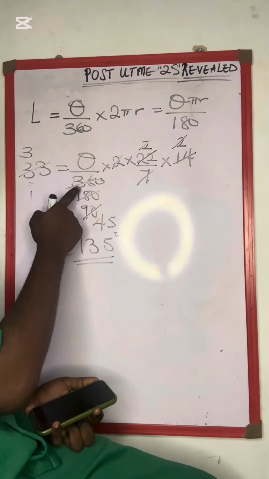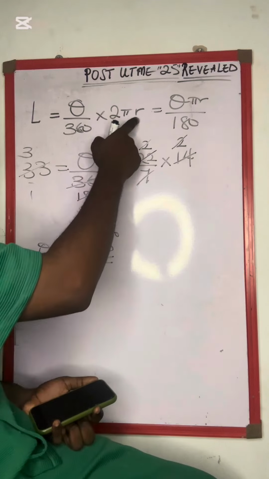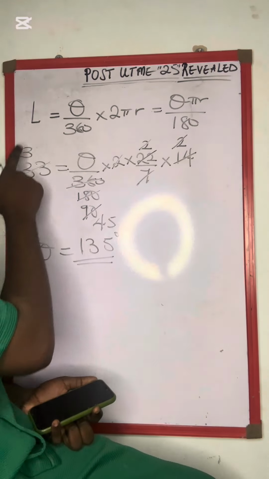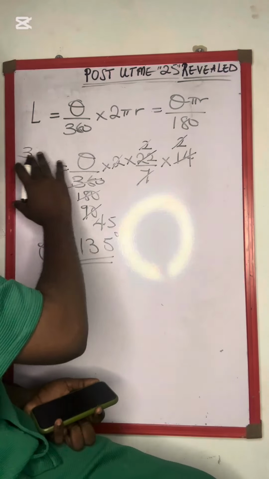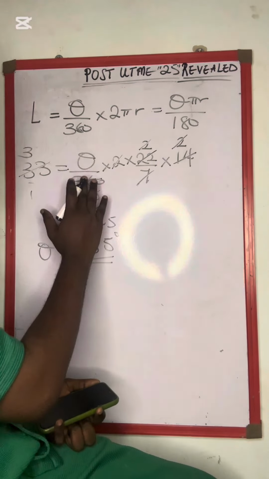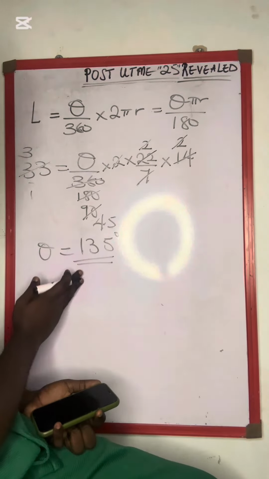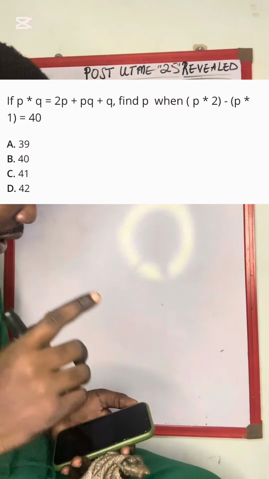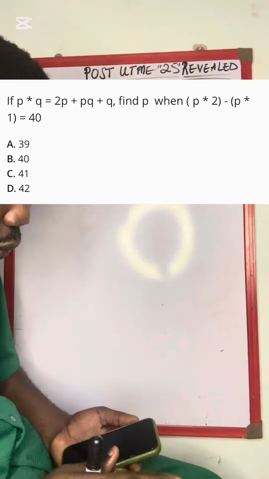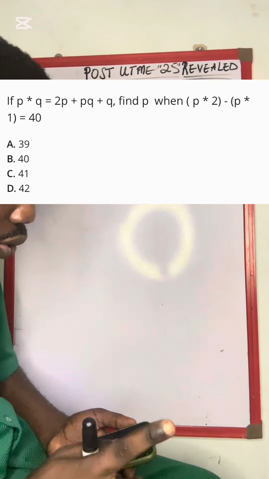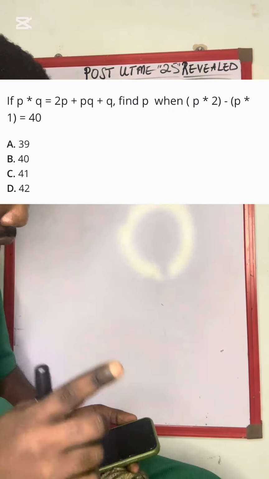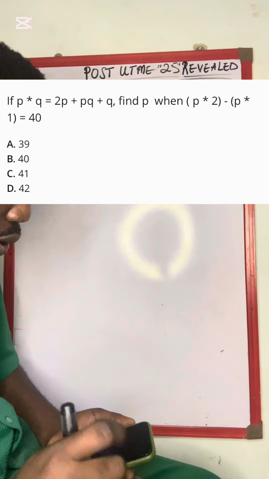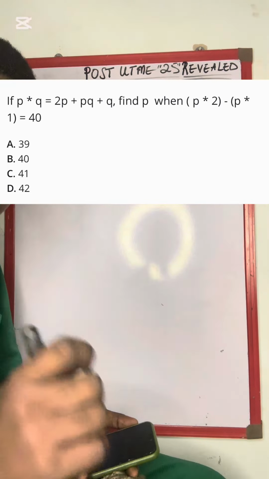I'll go over it again. Remember, theta over 360 times 2 pi r. Now, pi is 22 over 7, r is 14. Now, the length was 33. So we'll just start our cancellation so we can make theta stand alone, and this becomes the answer. Okay, number 6. If P operation Q equals 2P plus PQ plus Q, find P when P operation 2 minus P operation 1 equals 40.